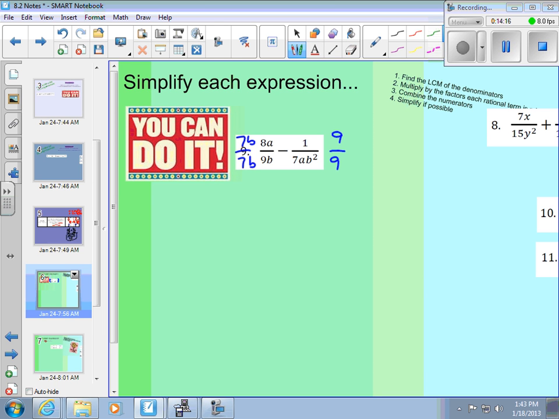Looking at the right side, we have an a. We don't have that on the left, so it looks like this other side also needs an a and another a. Now we should get a common denominator, so let's do our multiplication. If we multiply, we got 56 a squared b on the top. On the bottom, we got our common denominator of 63 ab squared minus. On the right, if we multiply 9 times 1, we get 9. And then we get our common denominator of ab squared.